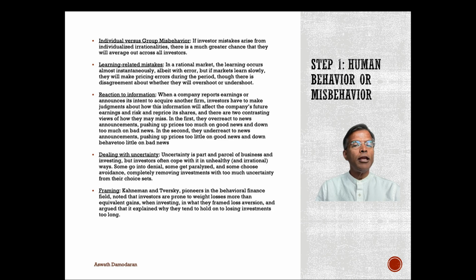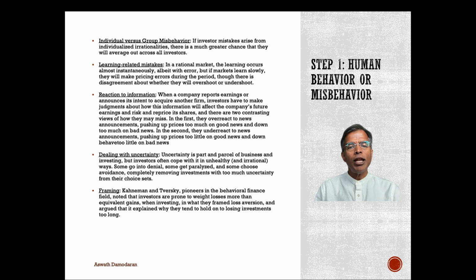Is the mistake you're assuming a mistake at the individual level or is it at the group level? The reason it makes a difference is if it's mistakes at the individual level, they can average out. You can have a market that's efficient with investors who are making mistakes in both directions. But if it's a group mistake, it's going to show up as a mispricing.